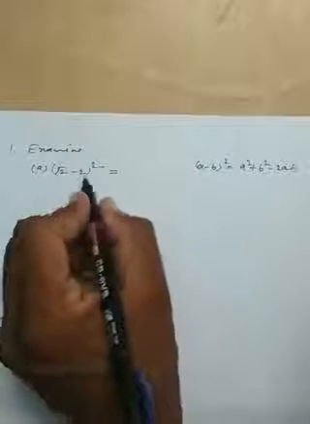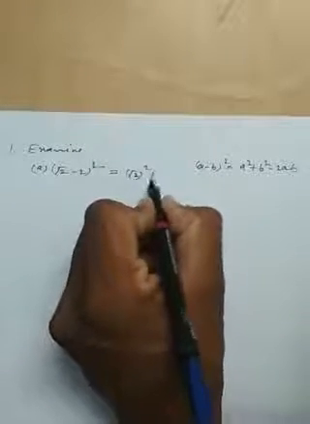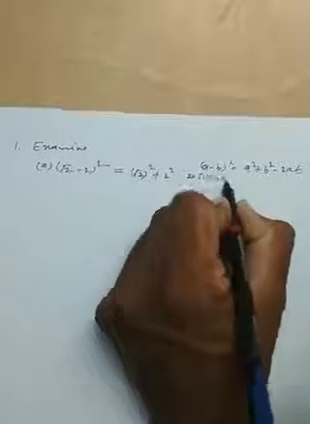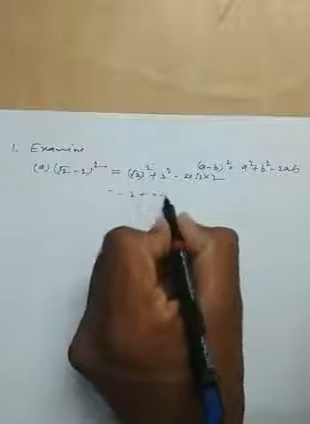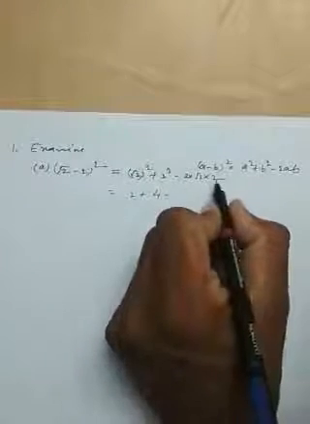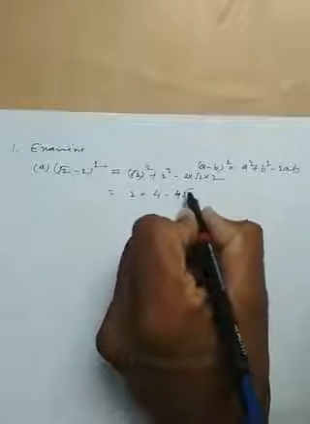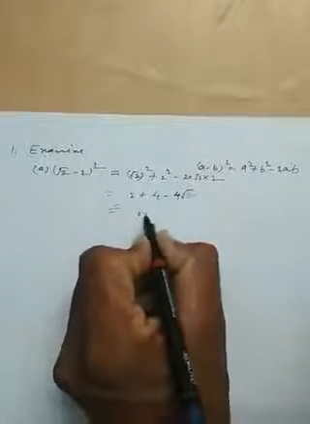So (√2 − 2)² is (√2)² + 2² − 2 into √2 into 2. So (√2)² is 2, 2² is 4, and −2 into 2 is 4, and 4 into √2 is 4√2. 2 and 4 are like terms, so 6 − 4√2.